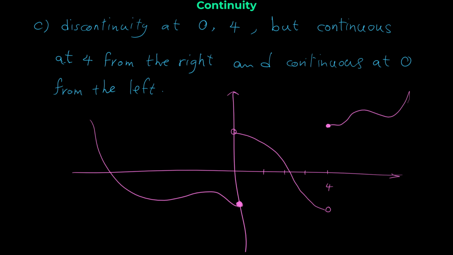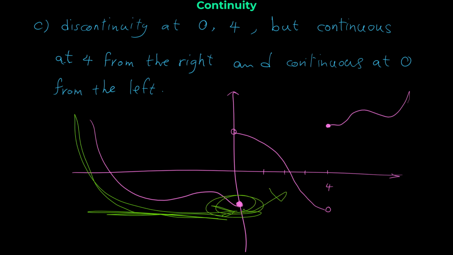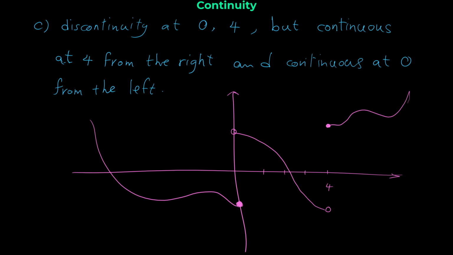This graph has these properties. Let's review. At 0, the function is continuous from the left. This graph satisfies that condition. From the left, when we approach 0, we approach the value. But from the right, when we approach 0, we approach a hole. So from the right, the function is not continuous at 0. At 4, we have the opposite situation.